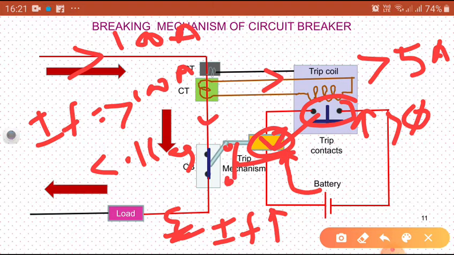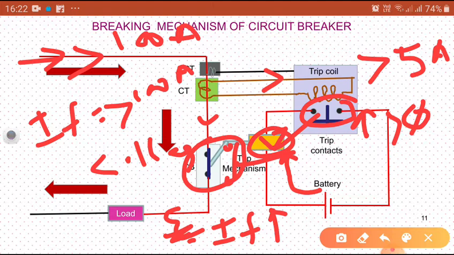The short circuit current feeding the fault is isolated by the breaker. That means the current coming from the supply is stopped due to the opening of the trip contacts. So this is the thing.